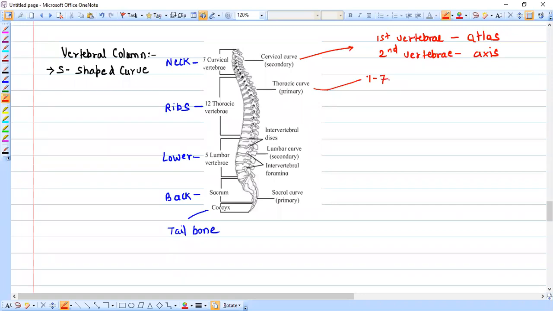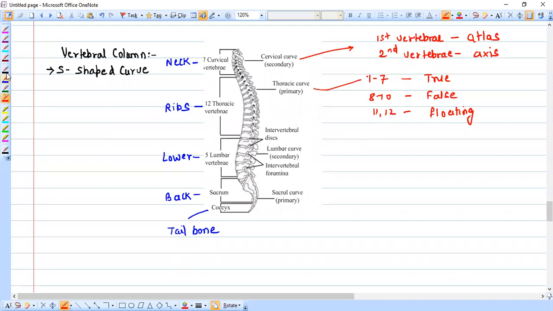The first to 7th ribs basically will arise, and will be called true ribs. Then 8 to 10 will be attached via 7, so they are called false, whereas 11 and 12 are called floating. So we have true ribs, we have false, and we have floating.